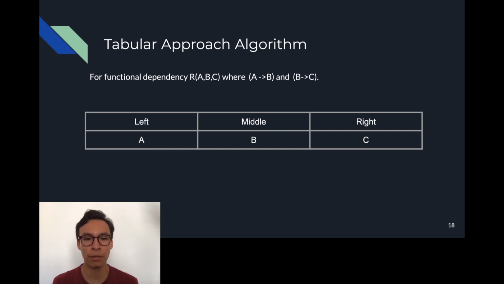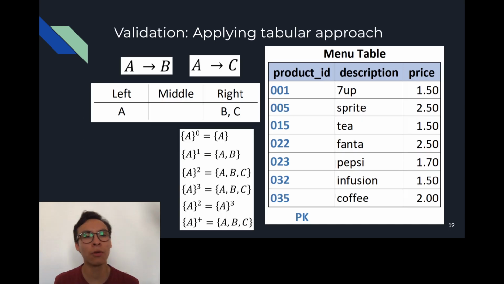In the middle, the ones that are both at left and right of the arrow of the relationship. In this case is B. And in the right column we put C, because it's at the right end of the relationship. The validation of this algorithm is by applying it to any table of a database. In this case, we will use the tables of our project.